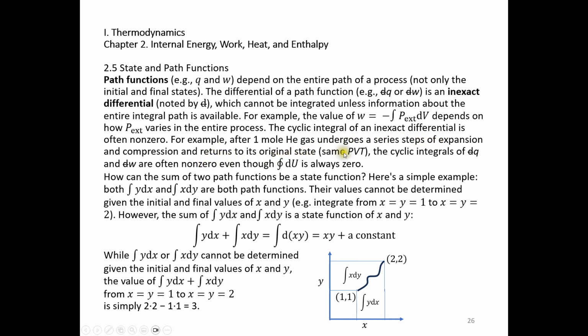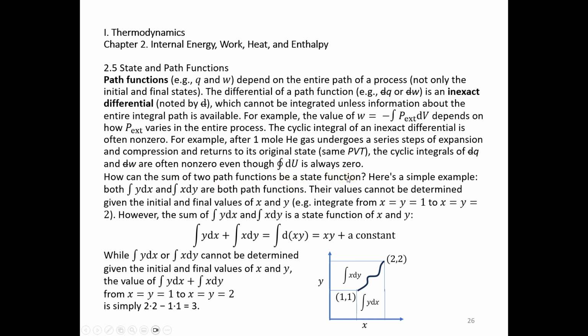That means the initial PVT are the same as the final PVT. The cyclic integrals of dq with a bar and dw also with a bar through the d are often non-zero, even though the cyclic integral of dU is always zero. We do know dU is equal to dw plus dq. Then how can the sum of two path functions be a state function?